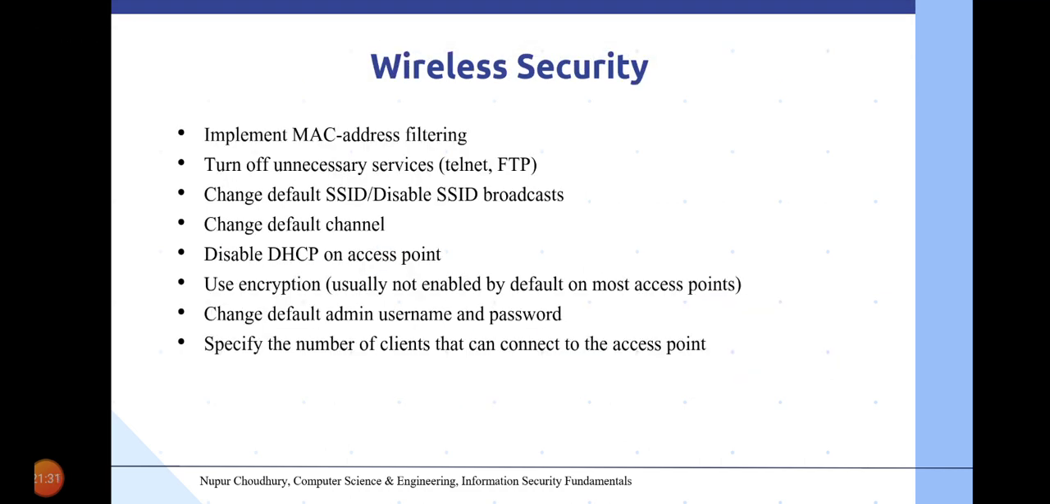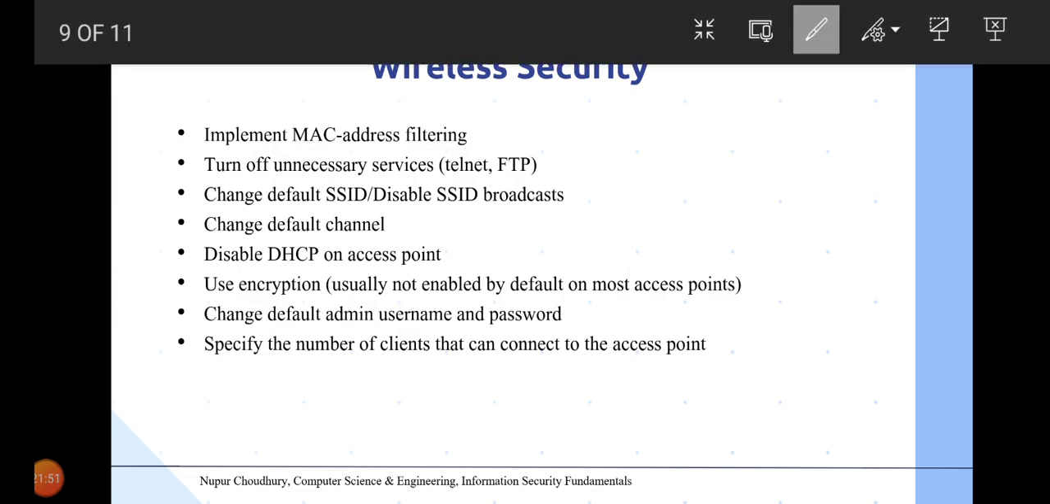Talking about wireless security, since most of the systems are connected via a wireless medium in the present day scenario, we have to understand that wireless security is extremely important from the perspective that these wireless devices are protected. First of all, we have to implement MAC address filtering. MAC address filtering associates to those machine addresses which will be allowed to communicate with your own personal computer. Turn off unnecessary services like Telnet and FTP if they are not in use. Then change the default SSID or disable SSID broadcast.